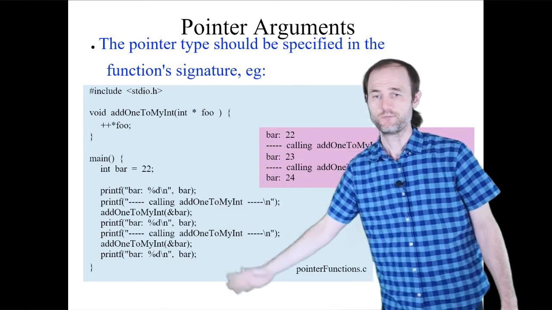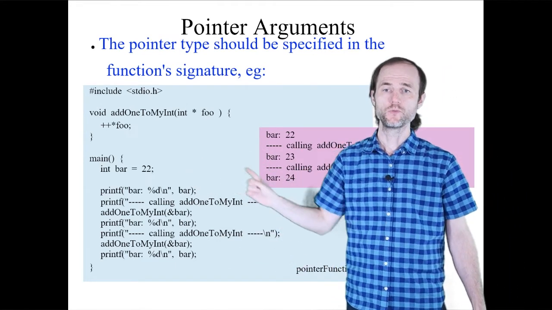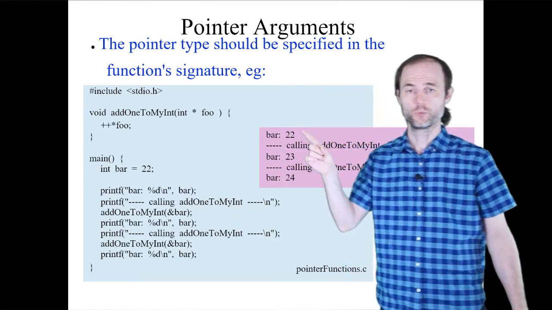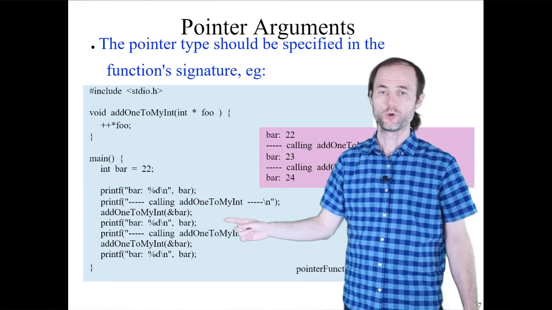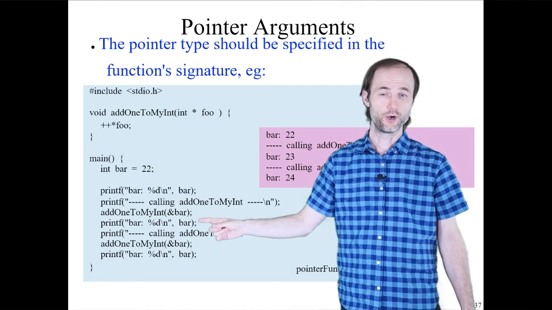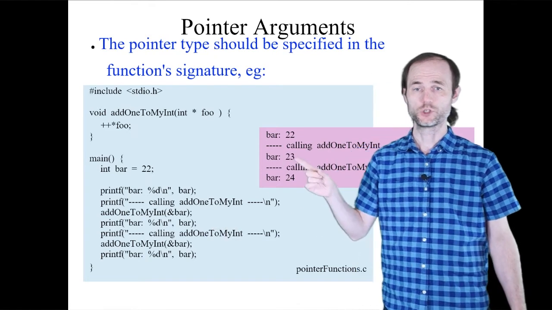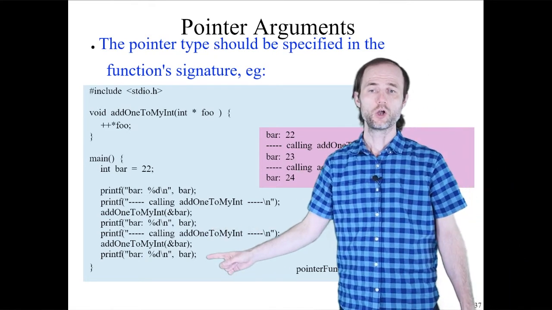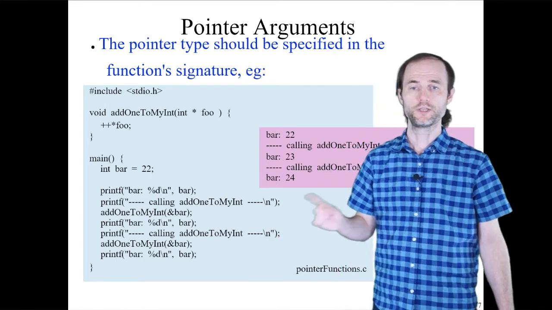This is the main function here. We start with the variable bar equal to 22. We're going to print the value of bar and we're going to get 22. We now are going to add the 1 to bar. So after that, when we print it out, it will be 23. And if we make another call and print out the value, we will get 24.